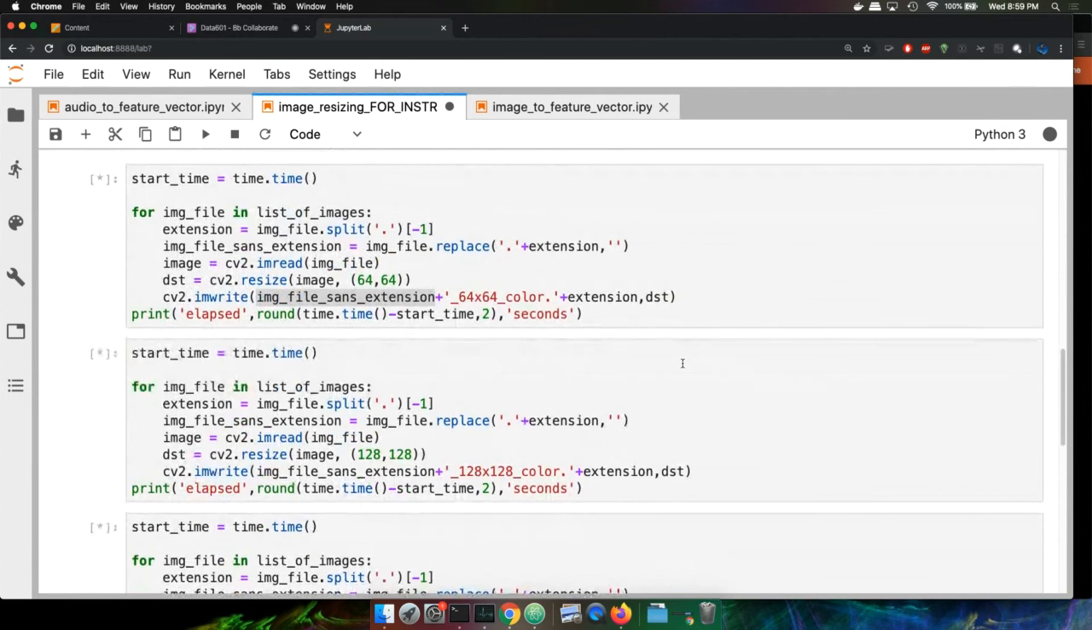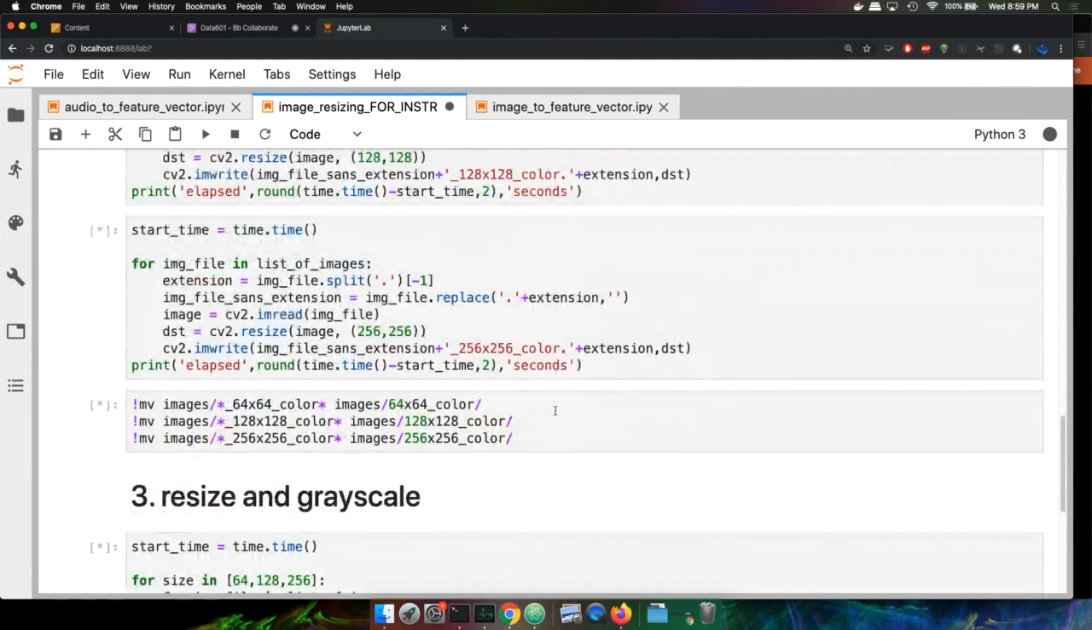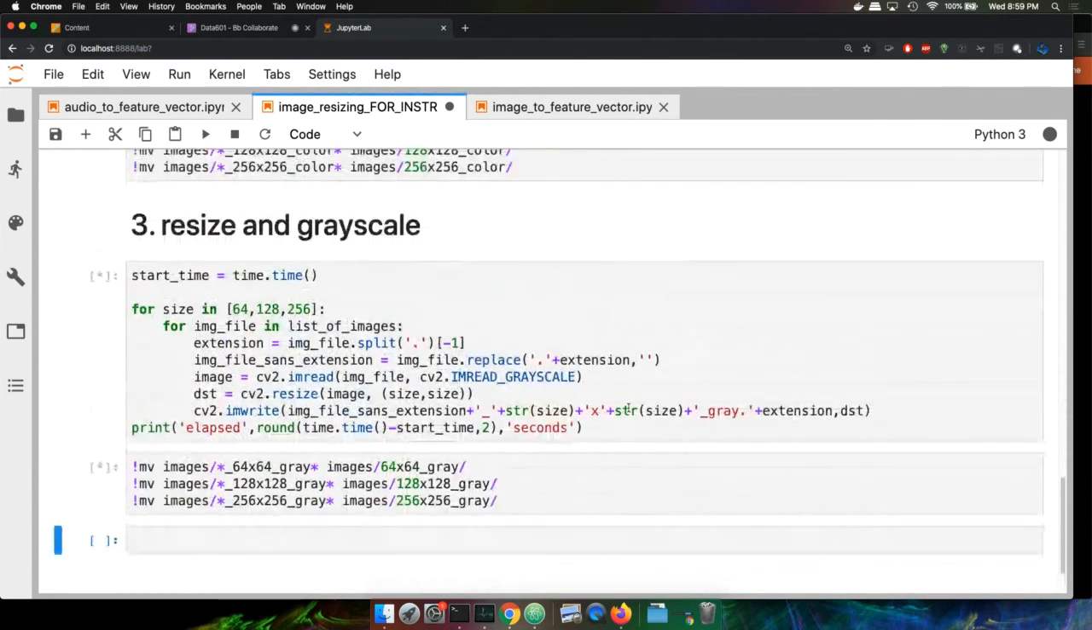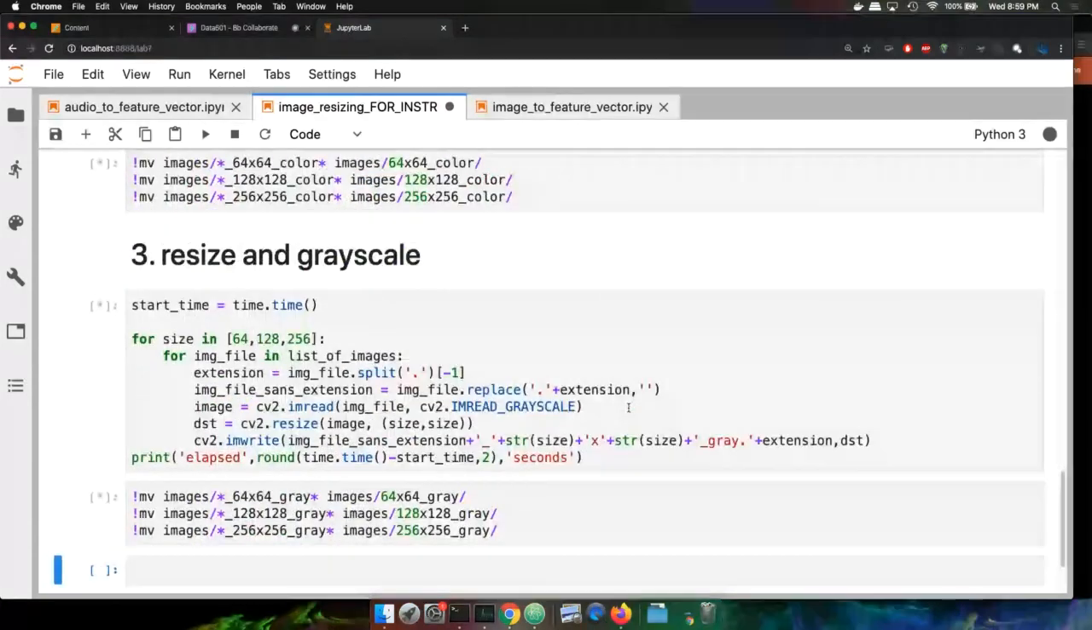Okay, so I just tried out 64, 128, 256, and then I put those into little directories. And then I also looked at the size after I made it into grayscale. So all of that's there. Obviously, you can put this in a for loop. So that's it. It takes a while to run, something like a minute or two.